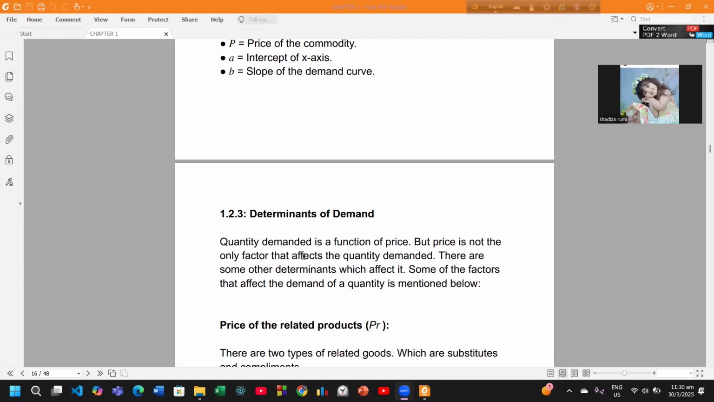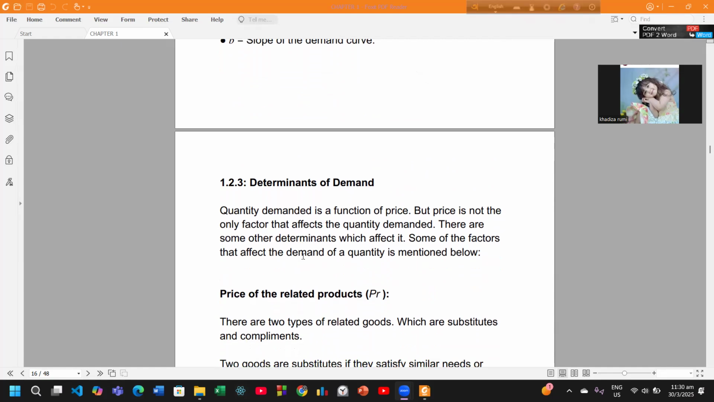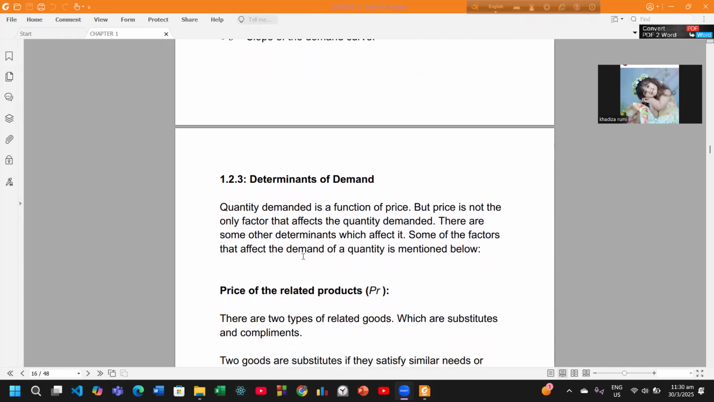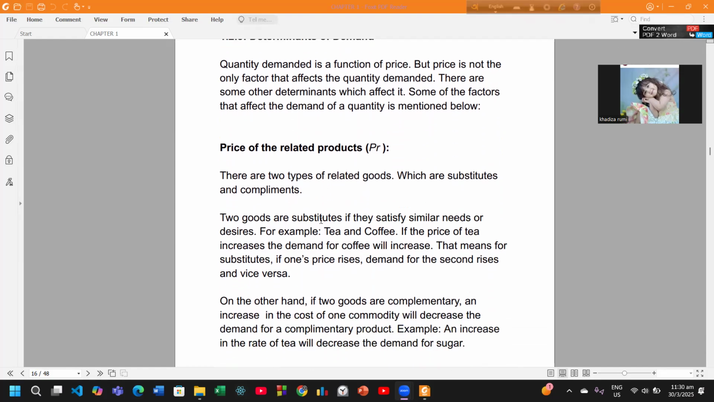Now, the topic is determinants of demand. What factors influence demand other than price? Quantity demanded is a function of price, but price is not the only factor that affects the quantity demanded. Several factors influence demand. Let's go through the key determinants. Price of related goods or products. Demand is affected by substitute and complementary goods.